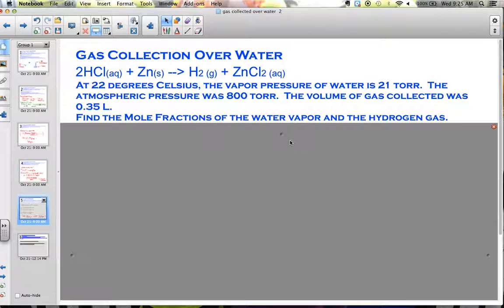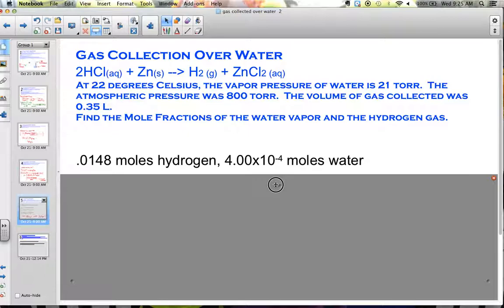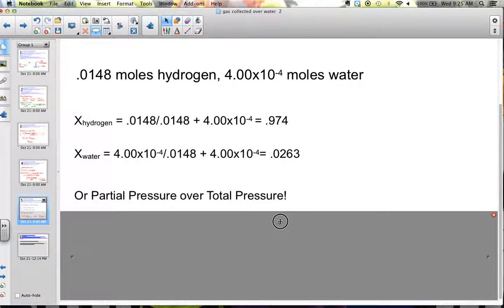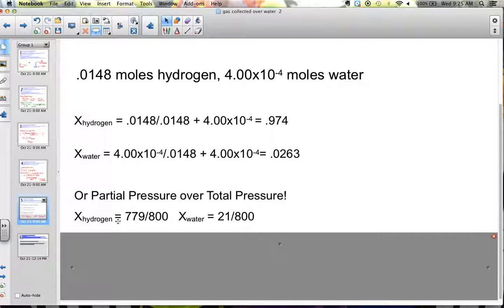If we want to know the mole fractions of the water vapor and the hydrogen gas, we can do this in one of two ways. We can either use the numbers of moles and do moles of hydrogen over total moles and get the chi of 0.974, moles of water over the total and get the chi of 0.0263, or we can compare the partial pressure over the total pressure. And again, the partial pressure of hydrogen was 779, total pressure is the atmospheric pressure of 800, and chi of water would be the 21, which is the vapor pressure, over the atmospheric pressure of 800.